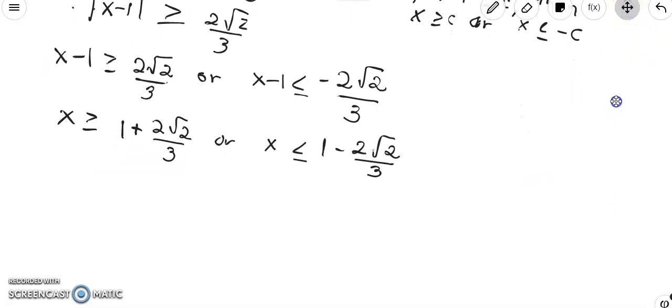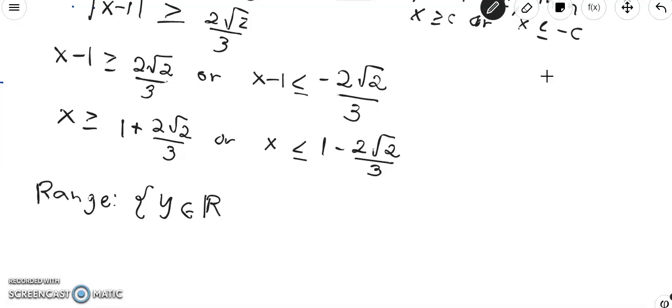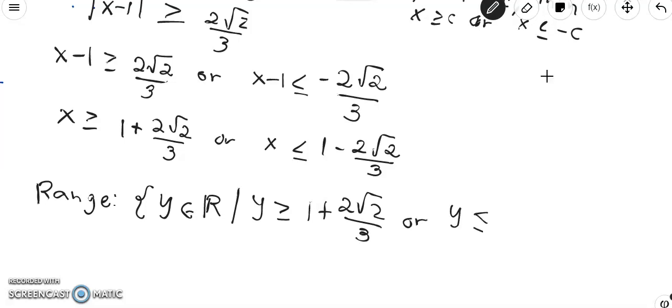So therefore, ang range natin in terms of y, so ito yung range natin. y is an element of real numbers such that y is greater than or equal to 1 plus 2 square root of 2 over 3, or y is less than or equal to 1 minus 2 square root of 2 over 3. Ito ang ating range.